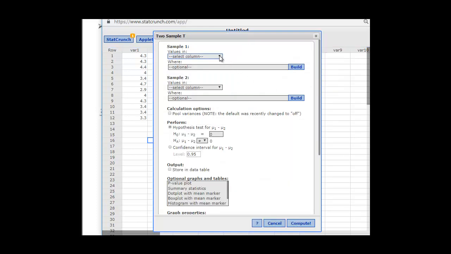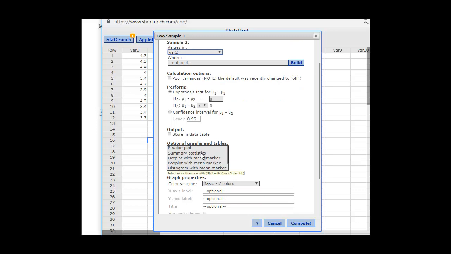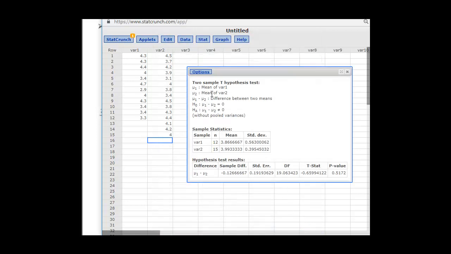Okay, your values for your first sample are in the first column, and the values for your second sample are in the second column. You don't need to identify where. We are not ever going to use the pooled variances, so don't worry about that. Hypothesis test, in this case, we were looking at these evaluation scores having equal means, so we don't need to change anything there. What I do want to show you is you can go down here and click on summary statistics, and it will give us that as well. So whether we click on that or not, that's the way to go.